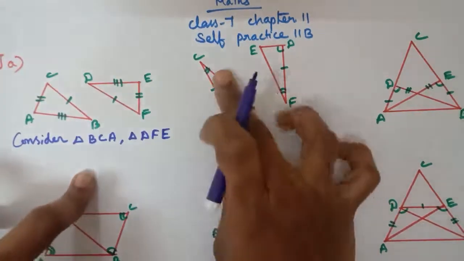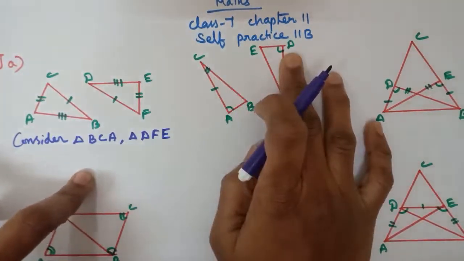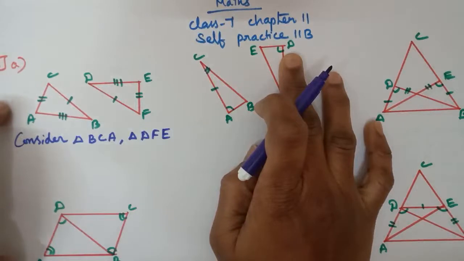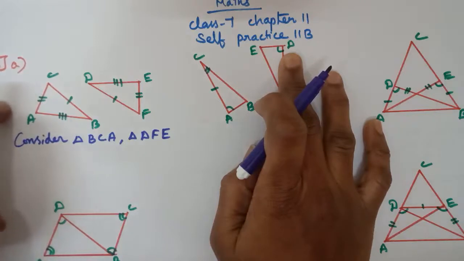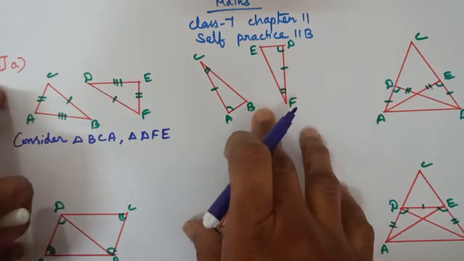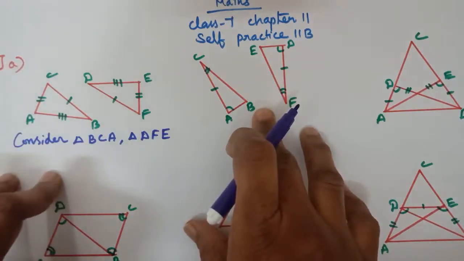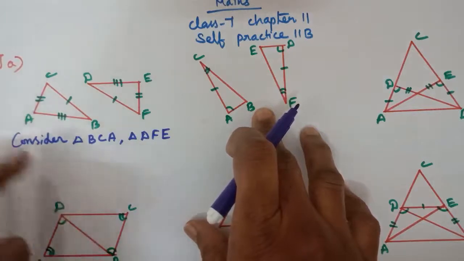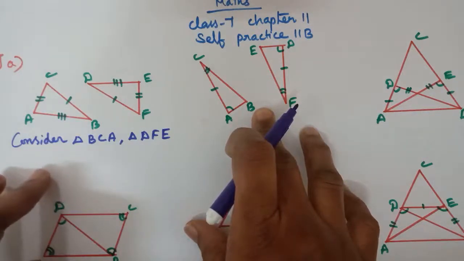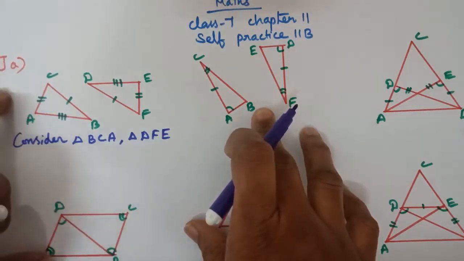Today we are going to see Self Practice 11B, 8th question. Up to the 7th question we have already done in your copy, right? So today in this video we will start from the 8th question. In each of the following, name the congruent triangles and state the congruence conditions. Already one has been done for you in your book. Just go through it. Okay, first, subdivision A.